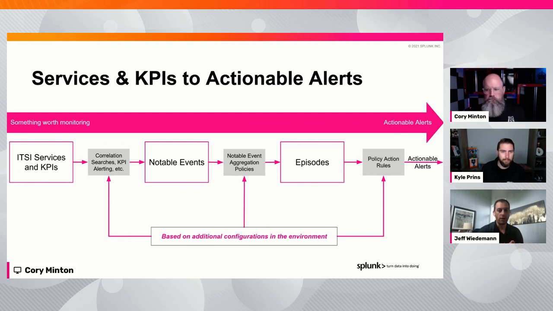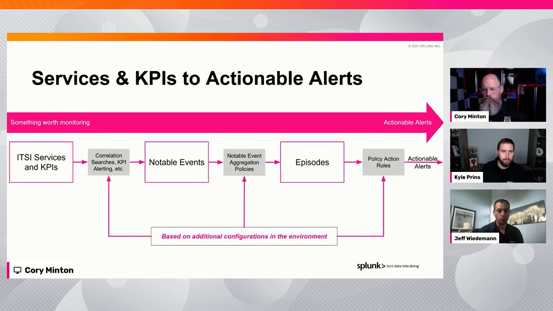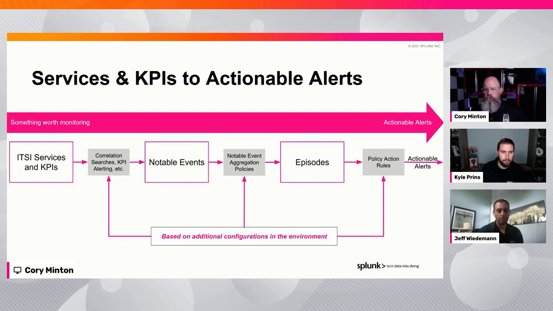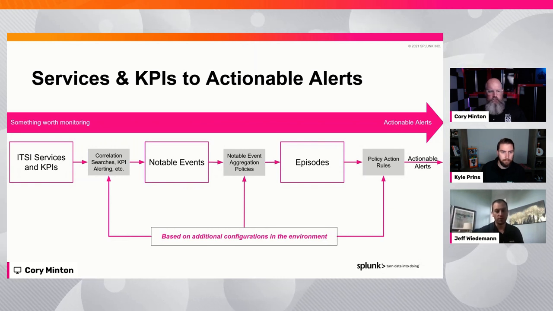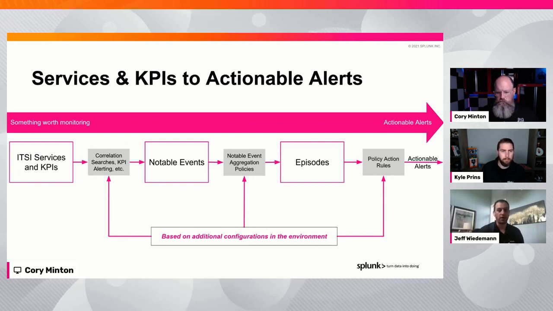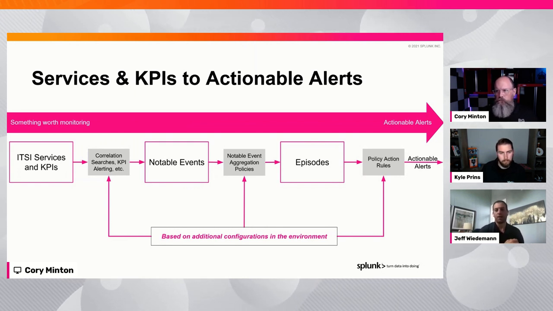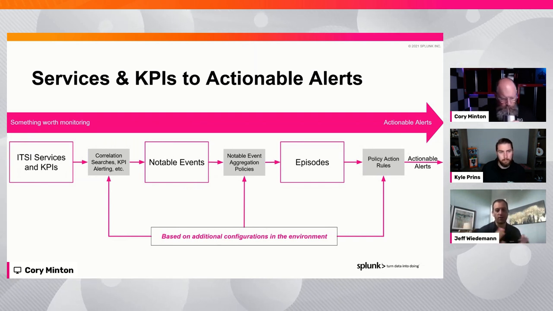Okay. And the way that we group notable events together inside of ITSI is by building notable event aggregation policies. And that produces grouped notable events that we call episodes inside of the product. And then once we have our episodes, we're pretty much at the point where we can say, okay, it's time to put this episode in front of somebody, because there's something about it that we want to communicate. It's concerning enough that we want to get it in front of a human. And we do that by building action rules on the notable event aggregation policies to take whatever action we want to take, whether it's send an email or page out to a paging system or flash the lights in the NOC or whatever the heck we want to do.